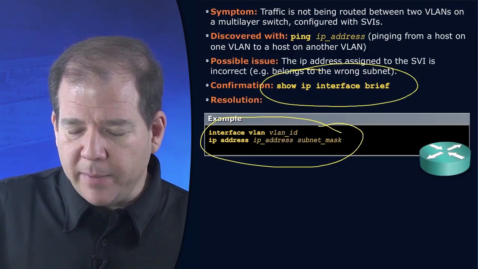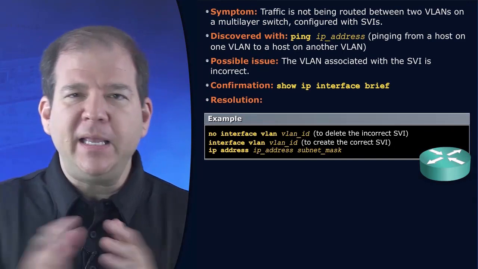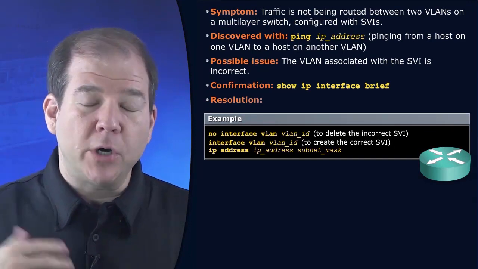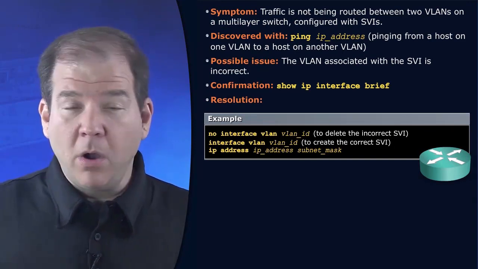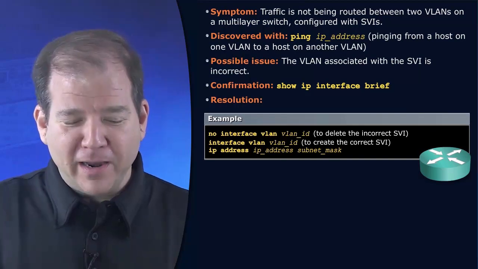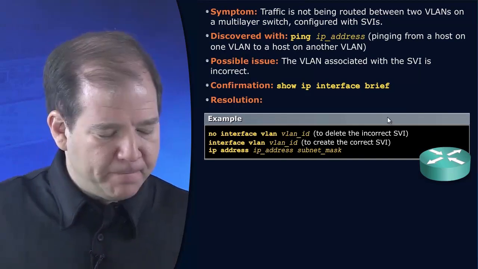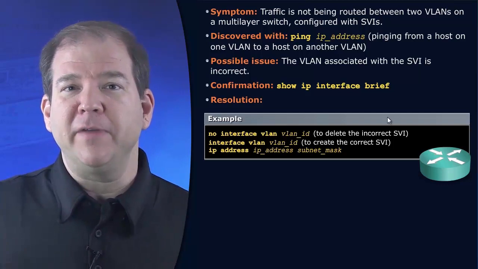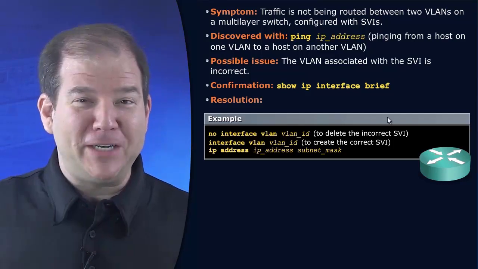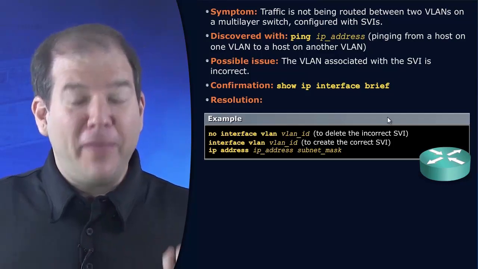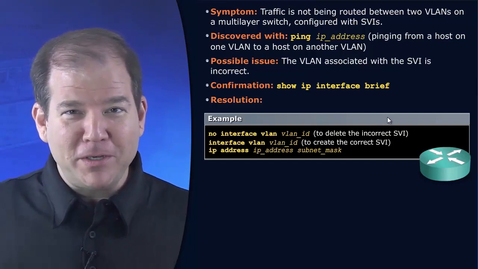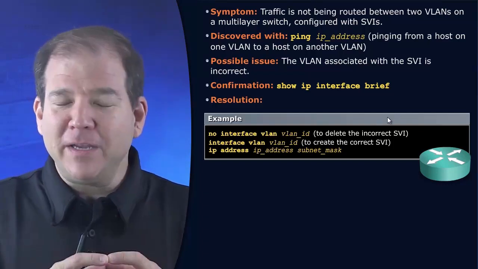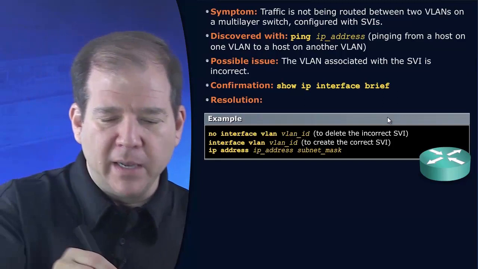Something else that could happen is that the VLAN that we specify as we're creating the SVI is wrong. We specified the incorrect VLAN. For example, if I created interface VLAN 500 and I should have created interface VLAN 200, that's an issue. You cannot name these whatever you want to. The SVI interface name needs to correspond to the actual VLAN.